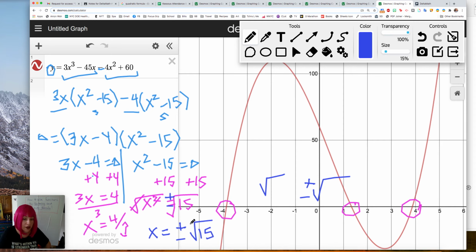On Delta Math, you're going to see a button that looks like this. You're going to use that button, okay? And you're going to see a square root button underneath the answer. So when you get an answer like that, you can use that. All right.